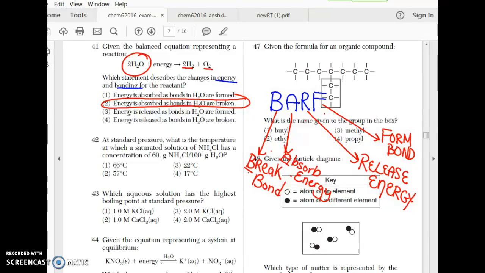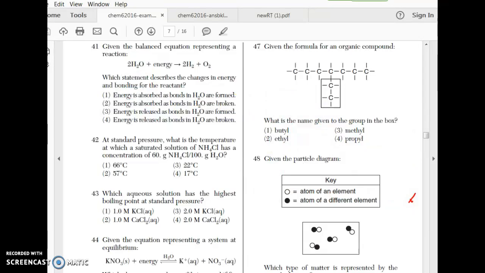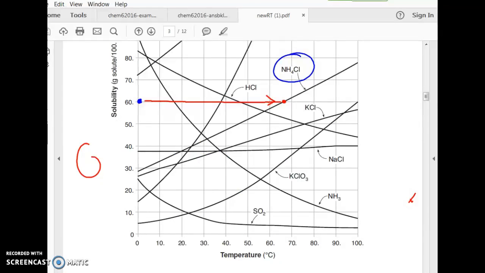Our helpful part. Number 42, at standard pressure, what is the temperature at which a saturated solution of NH4Cl has a concentration of 60 grams in 100 grams of water? Well, my friends, we can only do this if we go to Table G. So let's go there. Here's Table G. Remember, Table G is based upon 100 grams of water.